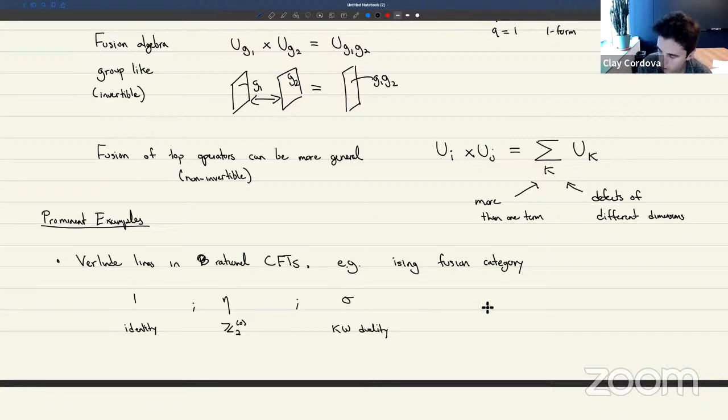And what is the fusion of these? Well, eta times eta is 1. That's because eta and 1 generate this Z2 symmetry. Sigma times eta equals eta times sigma is sigma. So far, this part of the fusion algebra looks invertible. But the real interesting equation is that sigma times sigma is 1 plus eta. So that's an example of this kind of non-invertible fusion algebra, which is well studied.